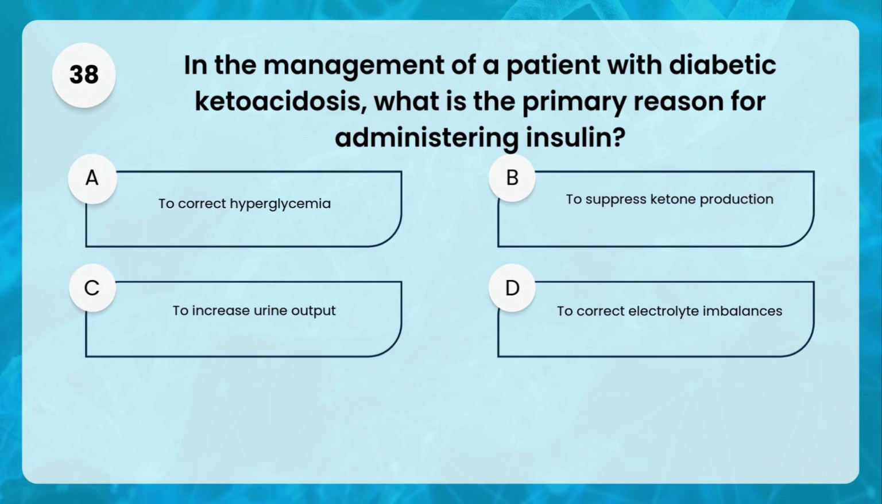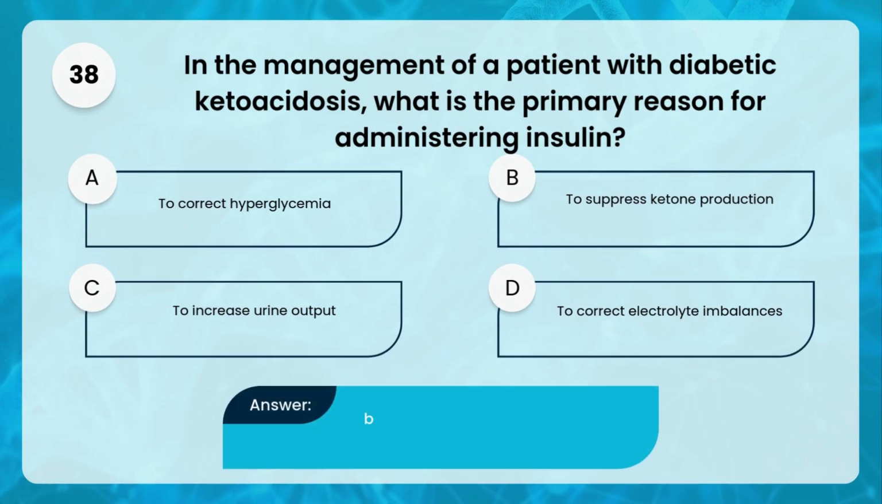A. To correct hyperglycemia, B. To suppress ketone production, C. To increase urine output, or D. To correct electrolyte imbalances? The answer is B. To suppress ketone production. 39.